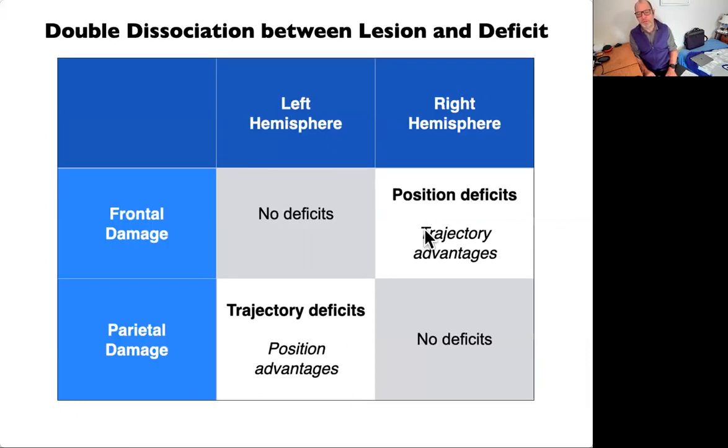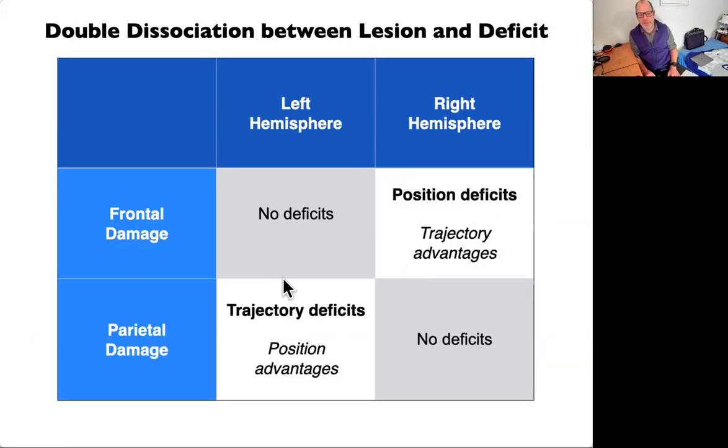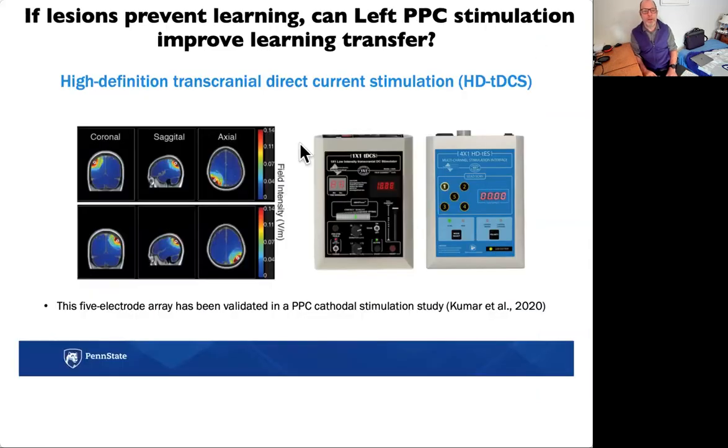So what we got was this double dissociation. Right hemisphere frontal damage gave us positional deficits, final position deficits, ability to stop, and left hemisphere parietal damage gave us trajectory deficits, ability to start out correctly. So if lesions prevent learning, can stimulation improve learning and transfer? This is something that we're in the middle of right now.